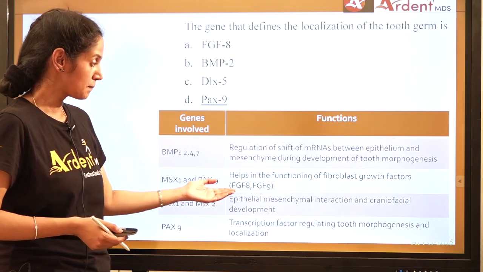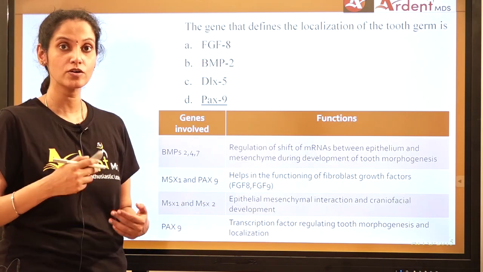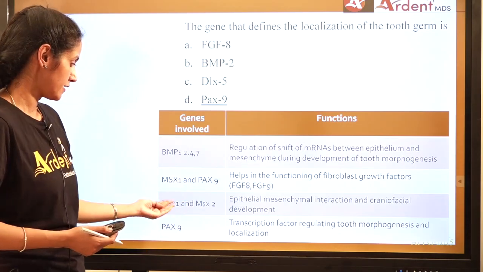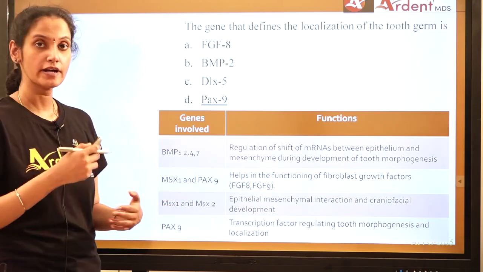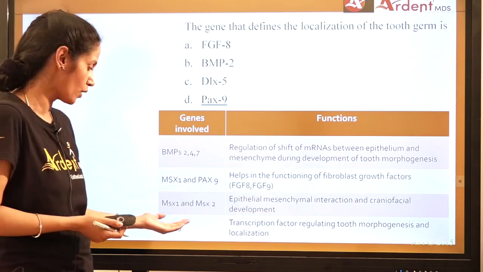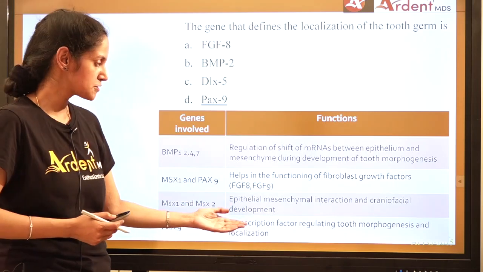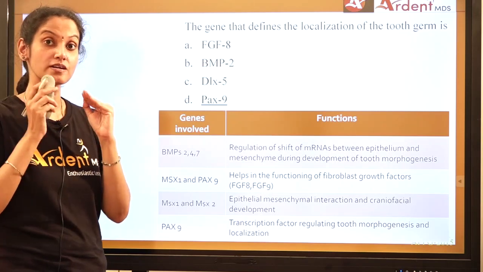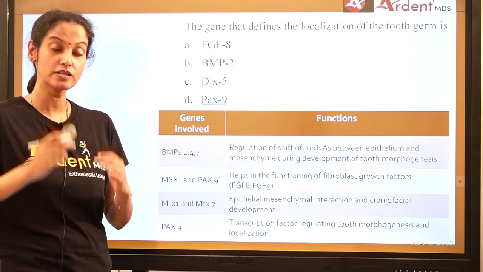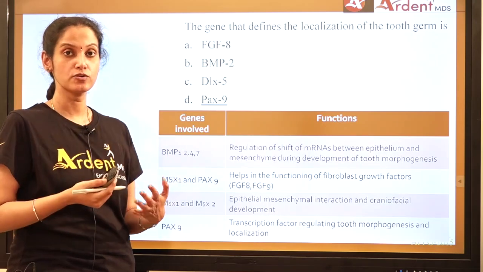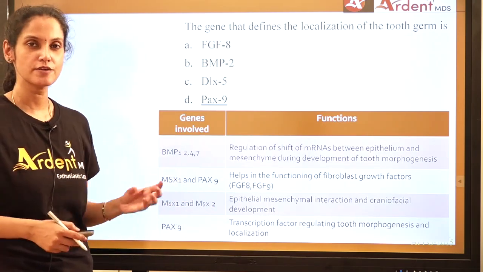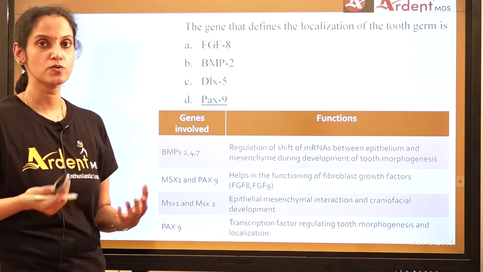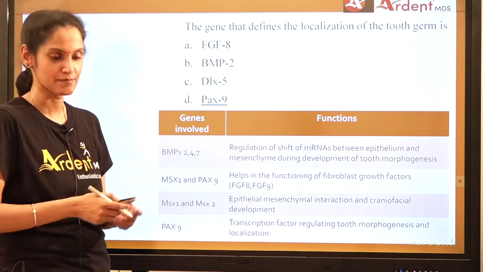MSX1, MSX2 work through epithelial mesenchymal interaction. There is a lot of epithelial mesenchymal interaction going on, and we need this gene to work properly for epithelial mesenchymal interactions to go on well. PAX9 is a transcription factor regulating tooth morphogenesis and localization. What decides the crown, the shape of the crown, the root, the number of the roots? Yes, we need PAX9. So these are a few genes you can remember and their functions, which in rare cases could be posed as objective type questions in your exams.